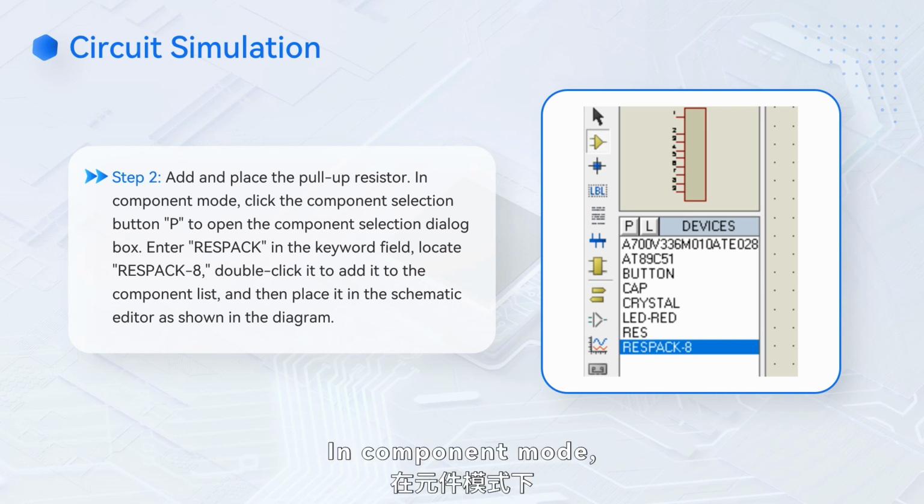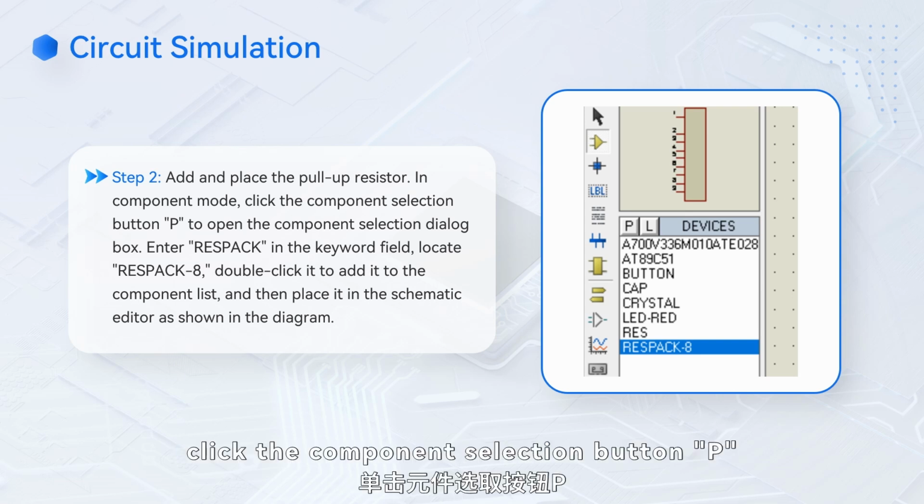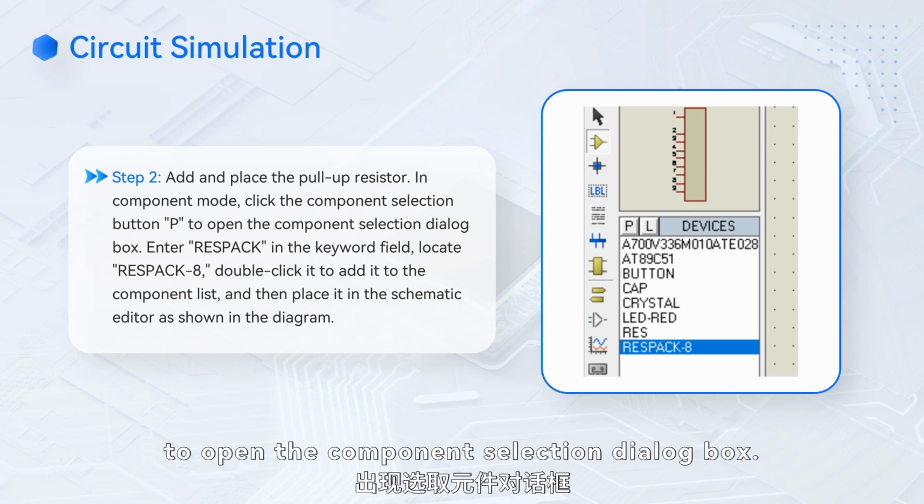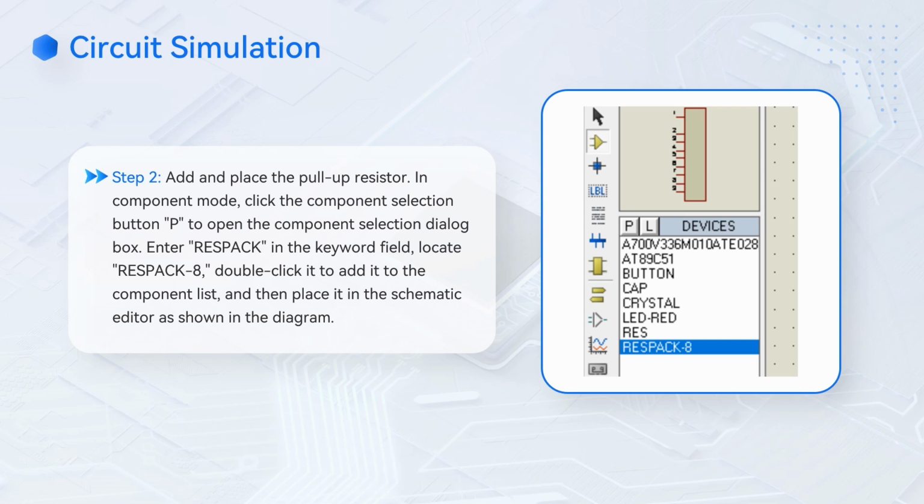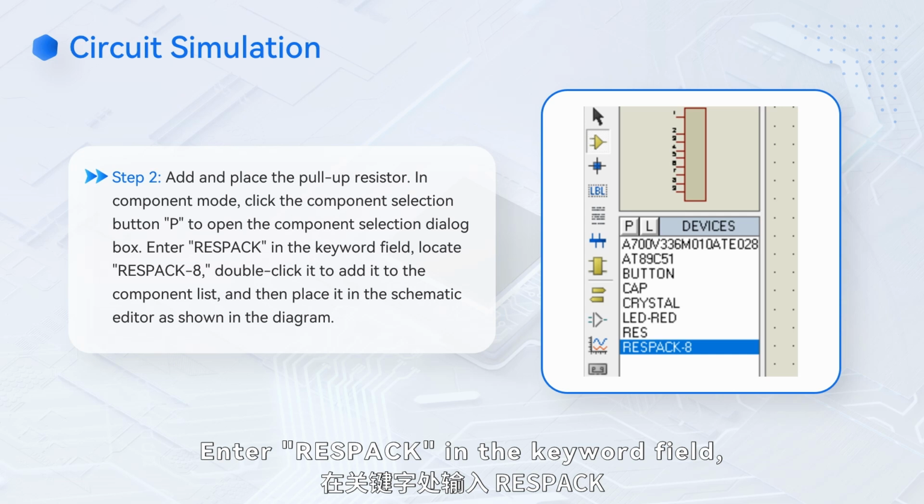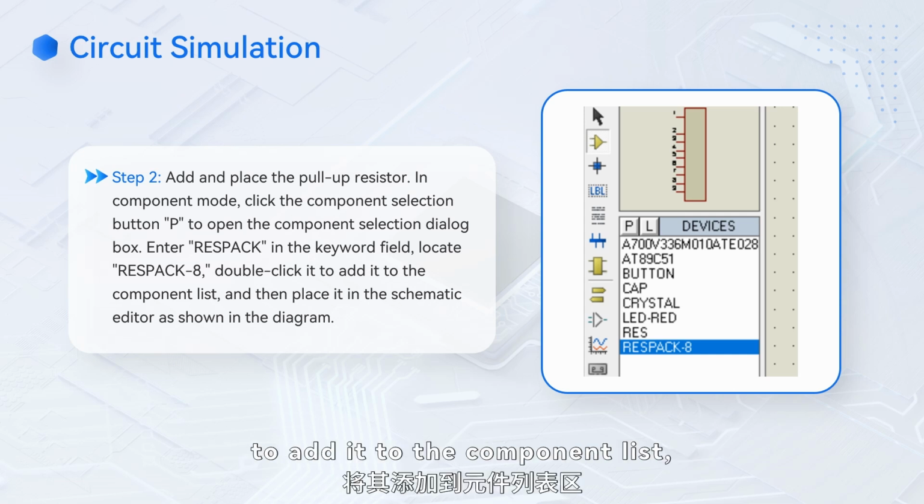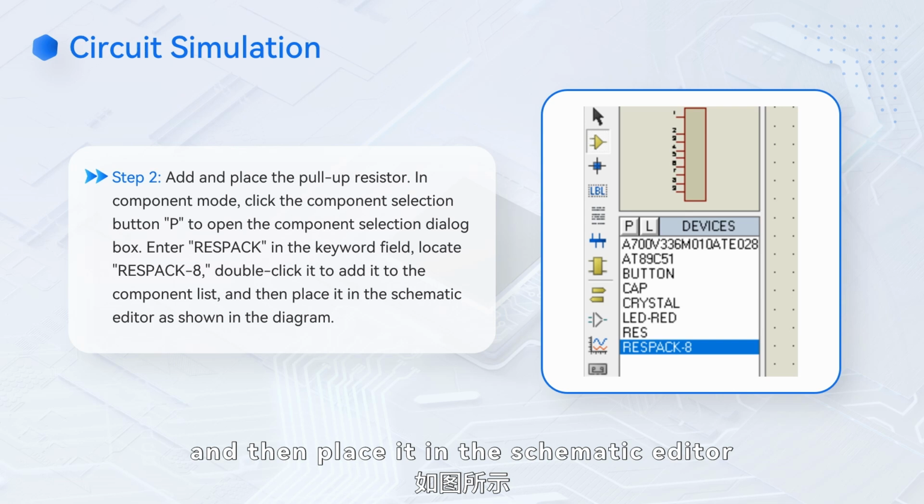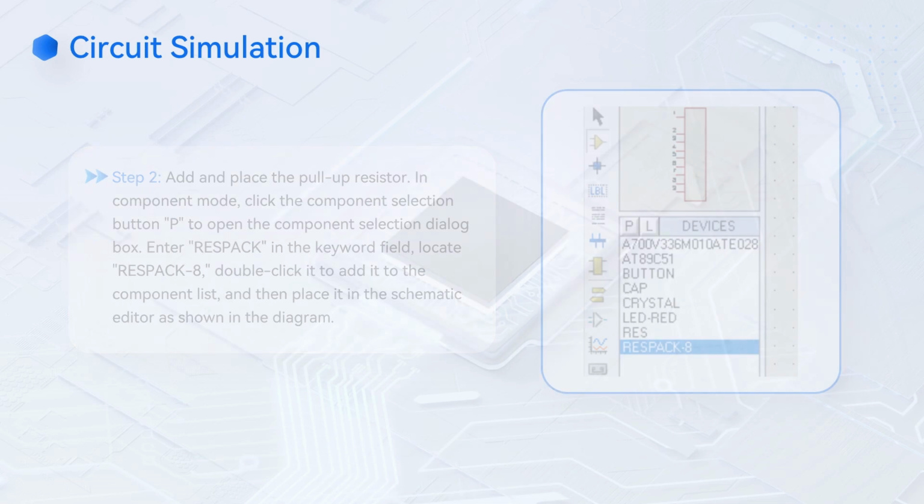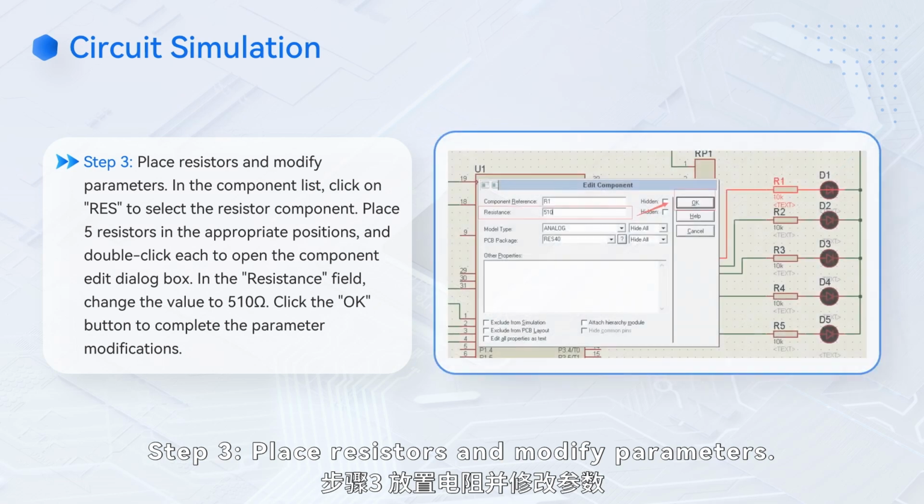In component mode, click the Component Selection button, P, to open the Component Selection dialog box. Enter RESPAC in the keyword field, locate RESPAC 8, double-click it to add it to the component list, and then place it in the schematic editor as shown in the diagram. Step 3. Place resistors and modify parameters.